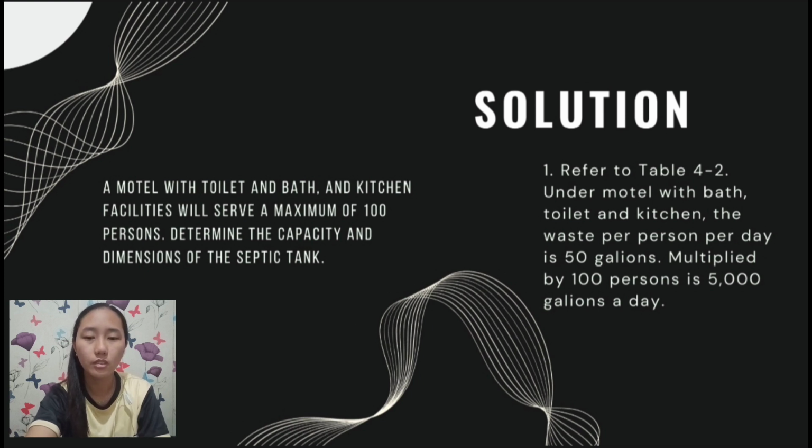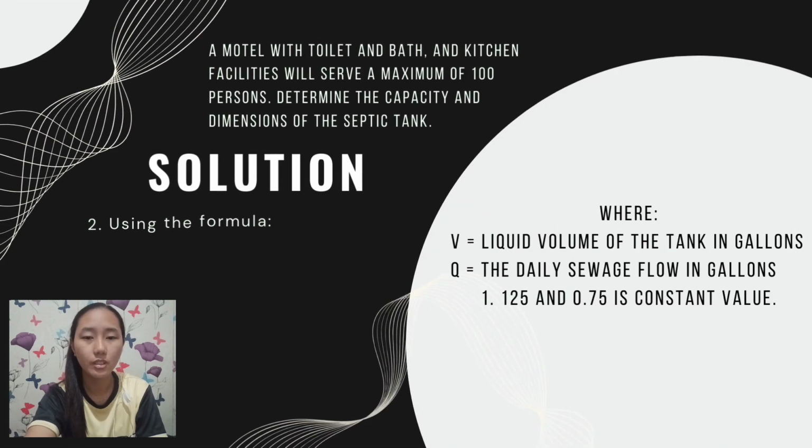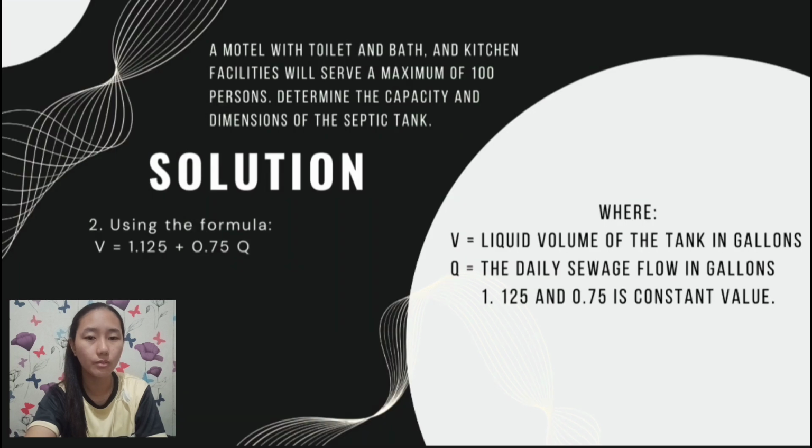Solution, number 1, refer to the table 4.2. I will show it later. Under motel with bath, toilet, and kitchen, the waste per person per day is 50 gallons. Multiplied by 100 persons is 5,000 gallons a day. So, using the formula, V equals 1,125 plus 0.75Q, where V is the liquid volume of the tank in gallons, and Q is the daily sewage flow in gallons.